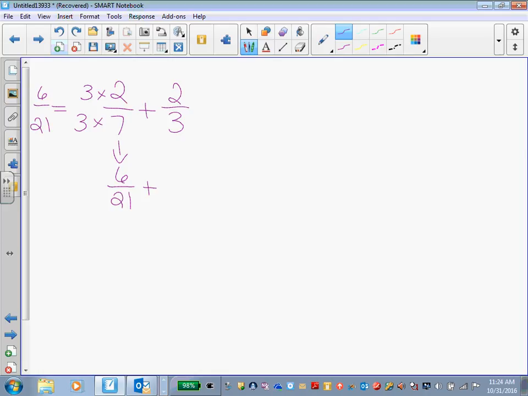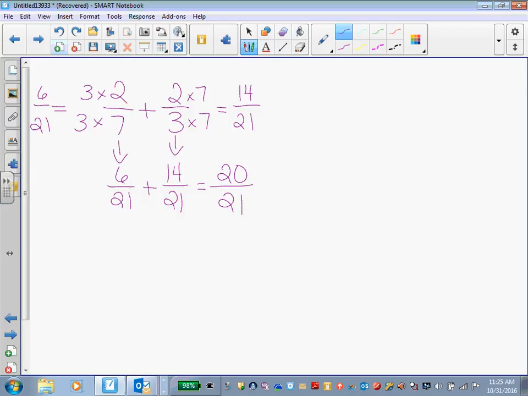Ethan, what am I going to multiply the 2 and the 3 by? By 7. Given the opposite denominators. Okay. So 3 times 7 is what, Ethan? 21. 2 times 7 is? 14. So then 2/3 is equivalent to 14 over 21. Alright, 6 plus 14 is what, Zane? 20. Our denominator stays the same.